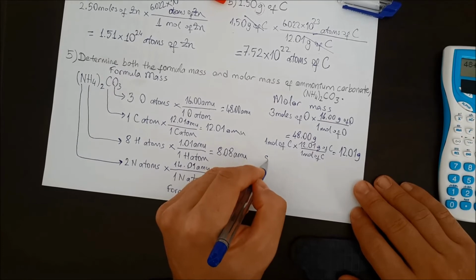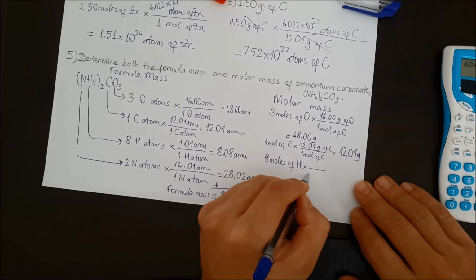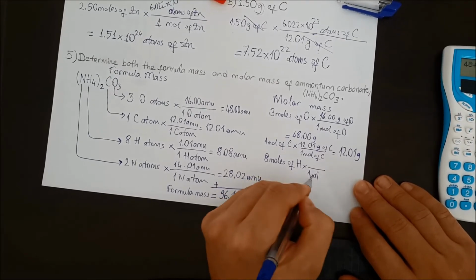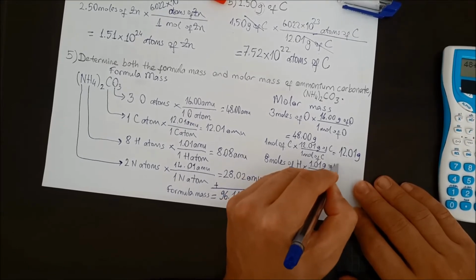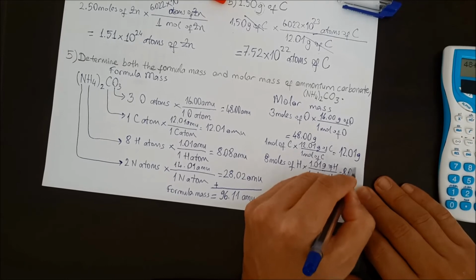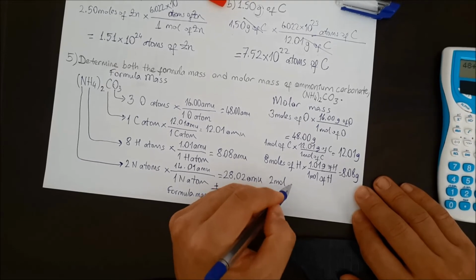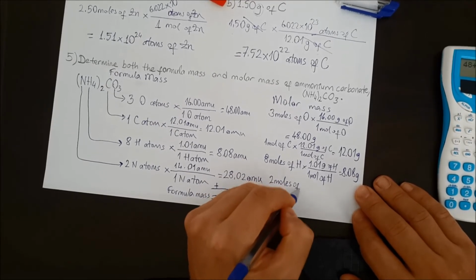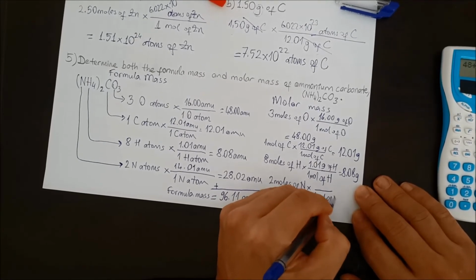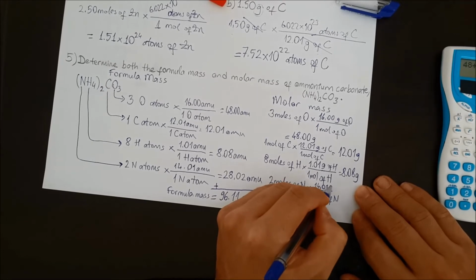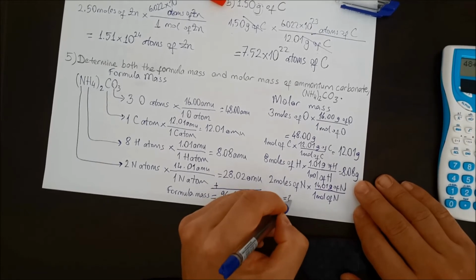And I have 8 moles of hydrogen. 1 mole of hydrogen makes 1.01 grams. 8 moles of hydrogen make 8.08 grams. And I have 2 moles of nitrogen in 1 mole of this compound. 2 moles of nitrogen. 1 mole of nitrogen makes 14.01 grams of nitrogen. So 2 moles make 28.02 grams.